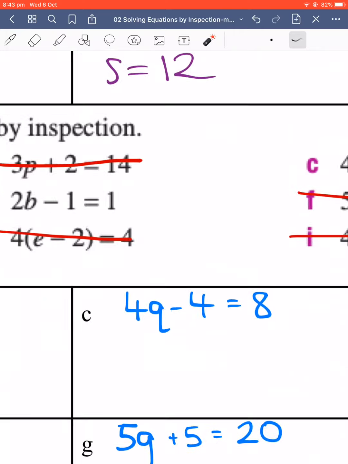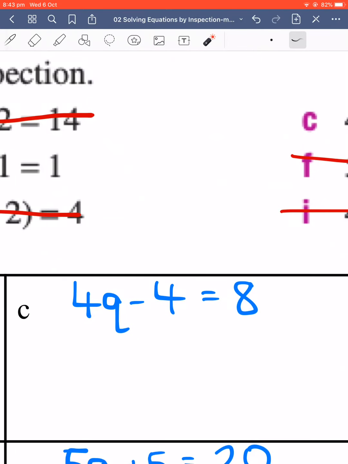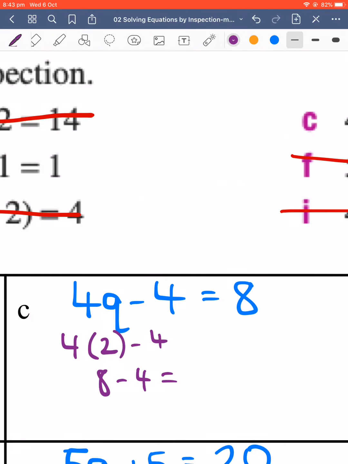Next one, I've got 4q minus 4. Let's use our other method. So we're not going to do the method of kind of balancing out. So we're just going to plug things in and see how we go. So if we do 4 times 2, it gives me 8. So 8 minus 4 gives me 4. Okay, that's a little bit too low.